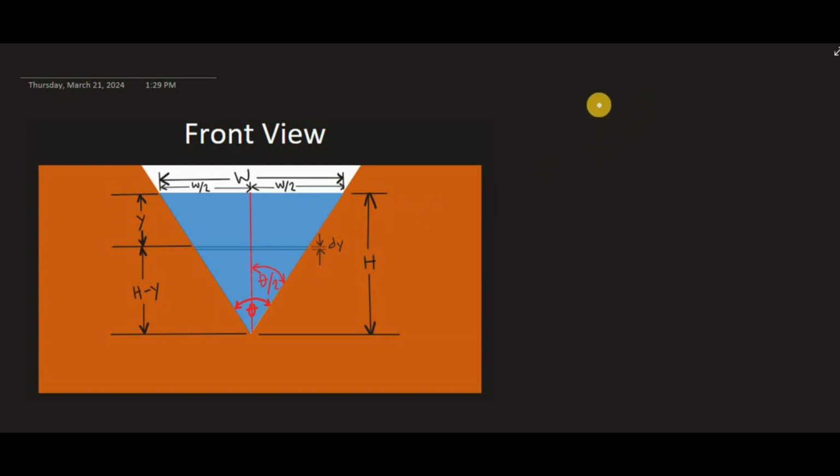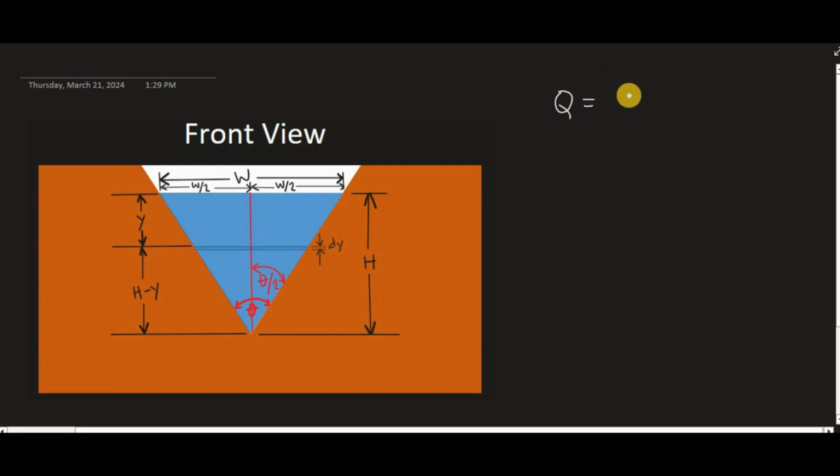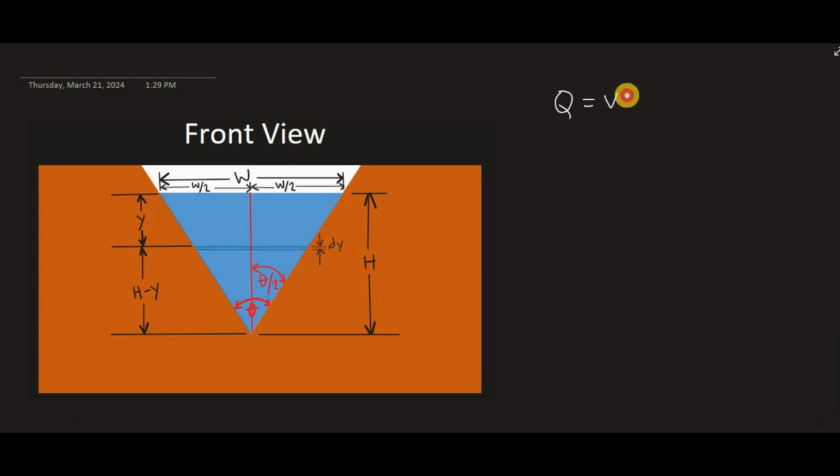Now, how do we compute the discharge? Discharge is calculated as the product of velocity and area. However, the velocity varies across the entire triangular region, so we cannot directly apply this formula. What we need to do is divide the entire triangular region into an infinite number of horizontal strips. Then, let's focus on this particular horizontal strip.